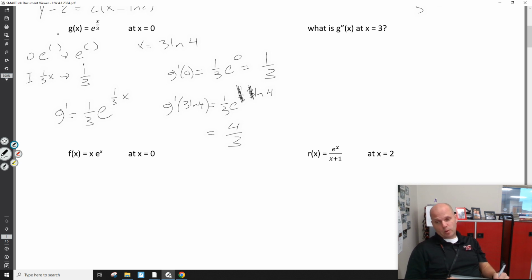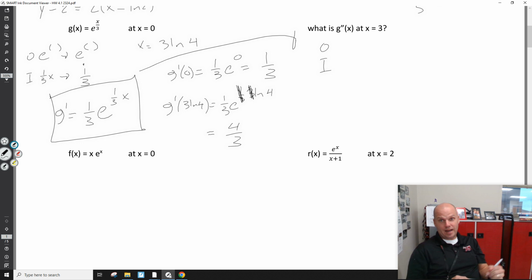Messi, what is g double prime at 3? This is good. This is important to be able to do second derivatives. So this is my first derivative. If I were to take the derivative of that derivative, I would need to O and I it again. Now, that 1/3 in front is just a constant. You can not worry about it.